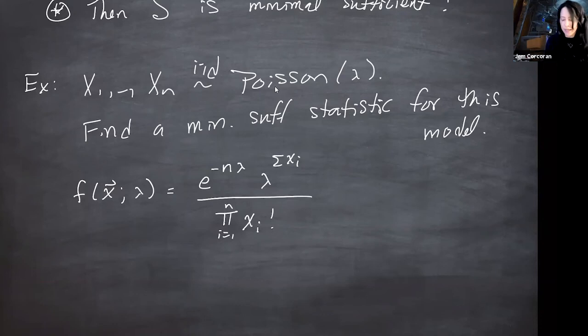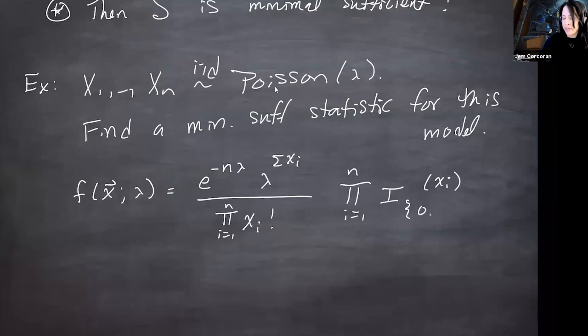And an indicator, I guess it's important. The product as i goes from 1 to n of the indicator, saying that each Xi has to be in the set 0, 1, 2 on up. The X and Y are just vectors from the support of the PDF. So just given fixed vectors.